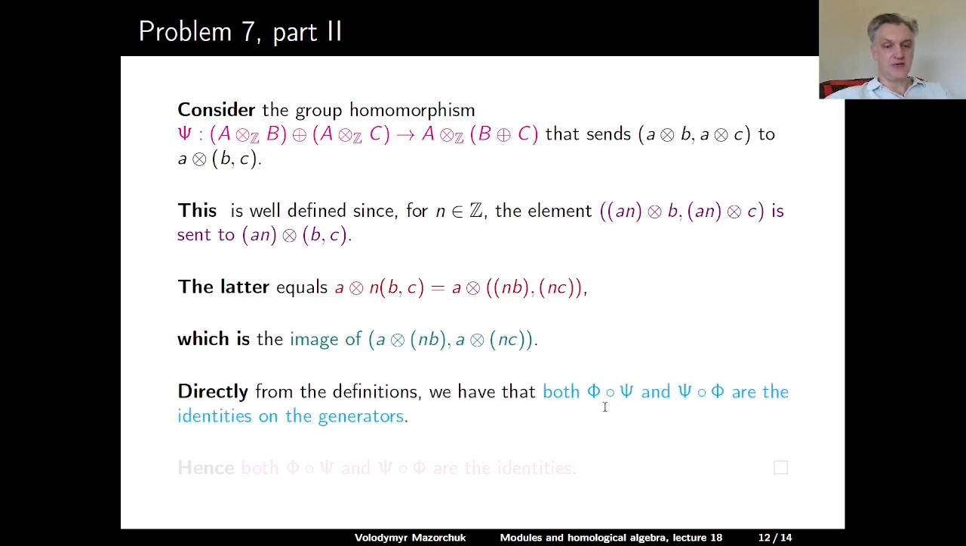Then, directly from the definitions, we see that both compositions, phi after psi and psi after phi, are the identities on the generators. Since these compositions are the identities on the generators, it follows that they are the identities. And this proves that the left-hand side in the formulation is isomorphic to the right-hand side via these two isomorphisms.